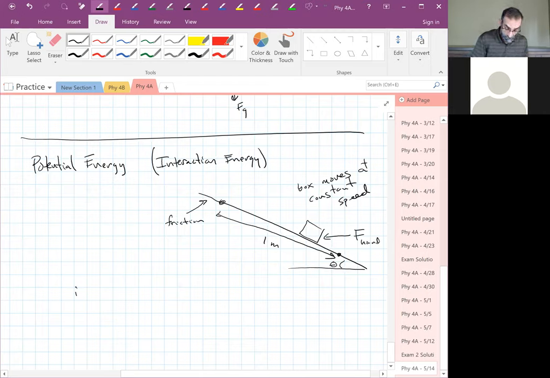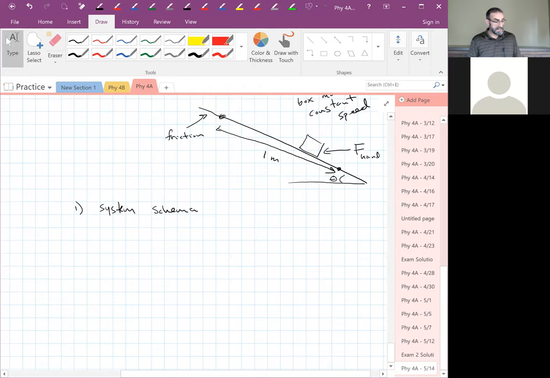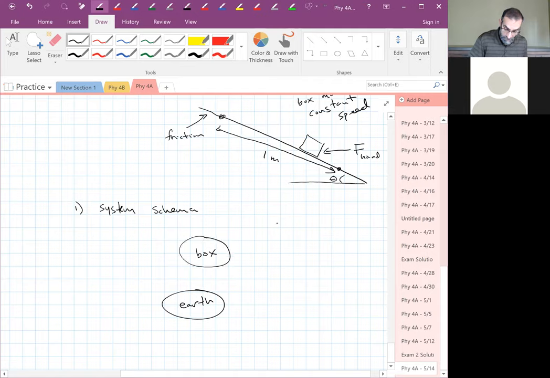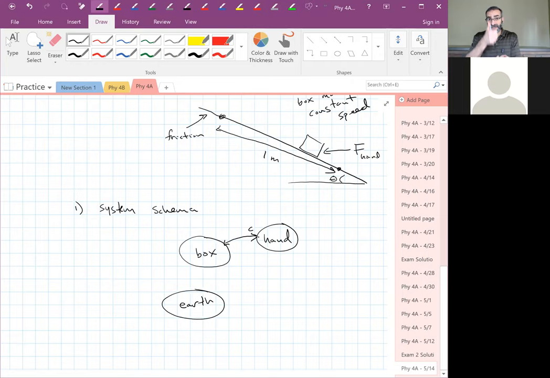Okay, so if I were to draw a system schema here, I've got my block, my box, and the earth, right? And I've got the hand. So the hand is reaching over and pushing on the box. There's a contact force right there between the two of them, right? The box is interacting with the earth through a contact force. And when we think about the contact force with the earth, we usually split that up into a normal force and a friction force, right? So I draw that as this double arrow: contact force, normal force, and friction force. But it's really one interaction with the surface of the earth, right? And then there's a non-contact force, the force of gravity.